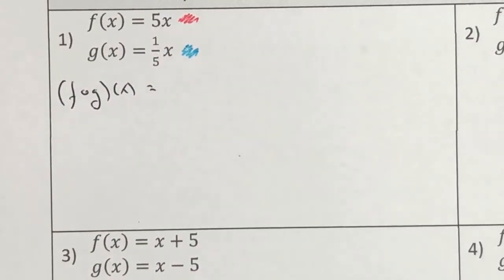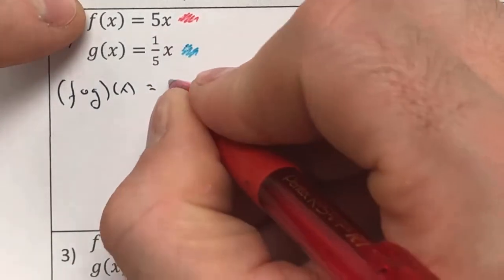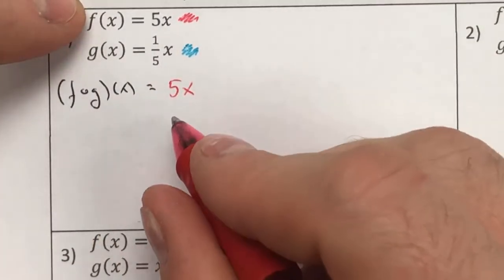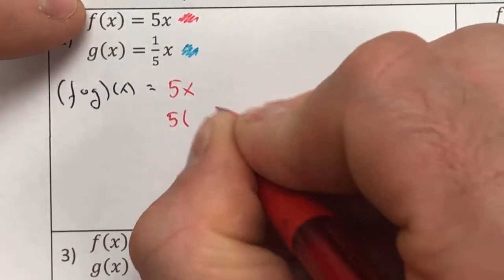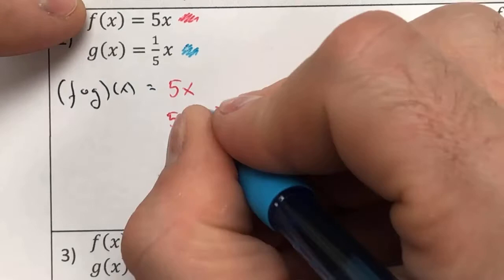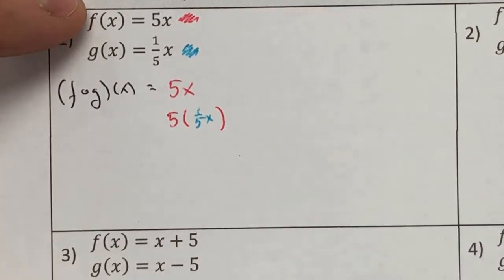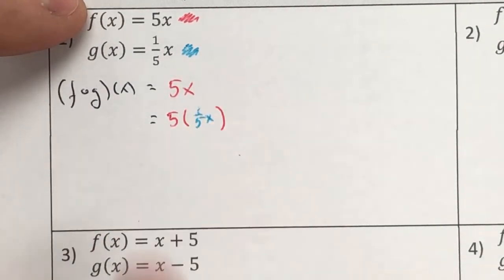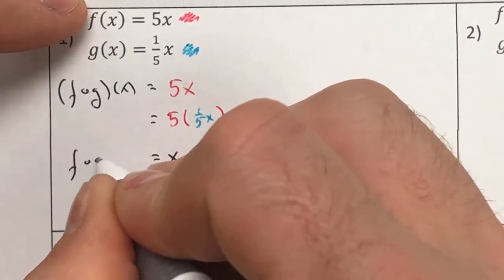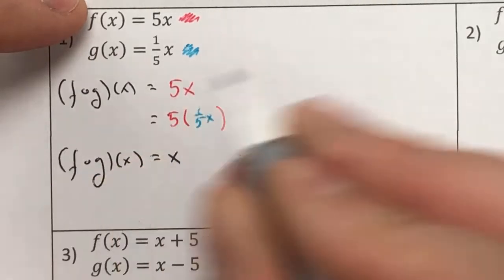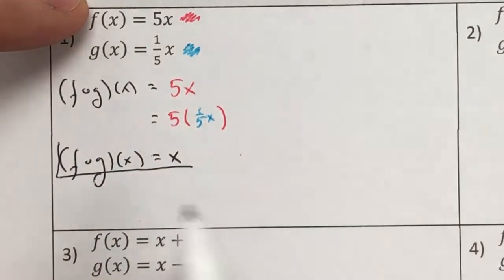So I'm going to take f, which is 5x, and inside of that, I'm going to plug g. So let's say 5, and my g is going to be 1/5 x. If I evaluate that out, I get, okay, 1/5 of 5 is 1. I get an answer of x. So what I know is that g is the inverse of f.